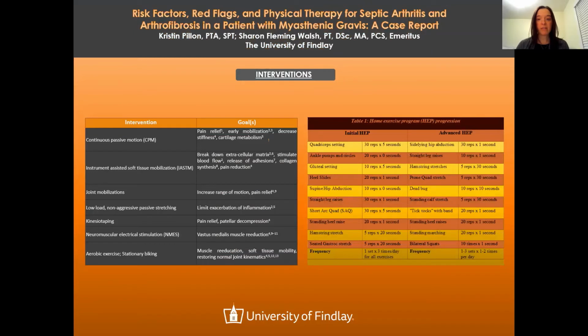So rehabilitation of knee arthrofibrosis has been claimed to be one of the most complicated orthopedic challenges. It can be exhausting, disappointing, and incredibly frustrating for everyone involved. Here you will see a list of the interventions that were used throughout her almost 6 months of rehabilitation. The home exercise program listed here, this is the initial one, involves stretching and open active range of motion and gentle strengthening, and progressed to more functional closed chain and body weight activities as tolerated.